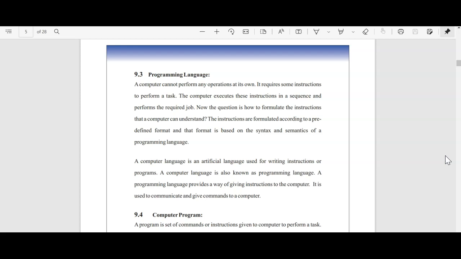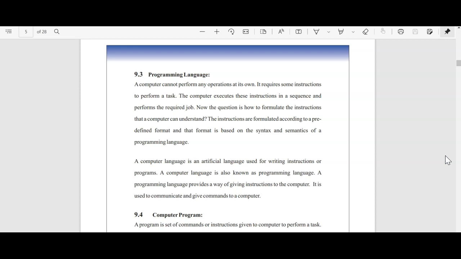As we know, a computer is an electronic machine, so it works on electric current. Electric current has only two states: 1 and 0, the current either exists or it doesn't. So it only understands 1 and 0, the binary language. But we human beings cannot easily understand and remember binary language. It is very difficult for us.